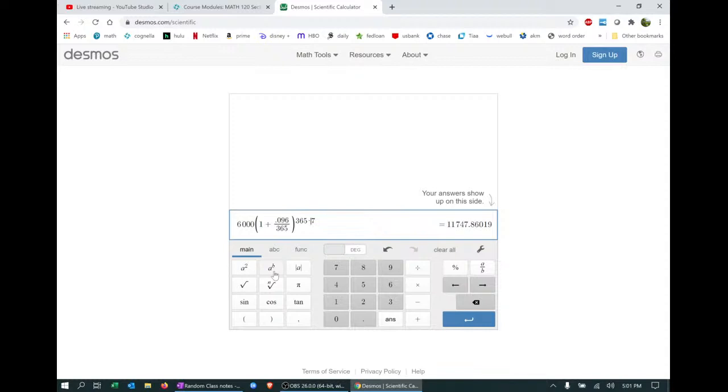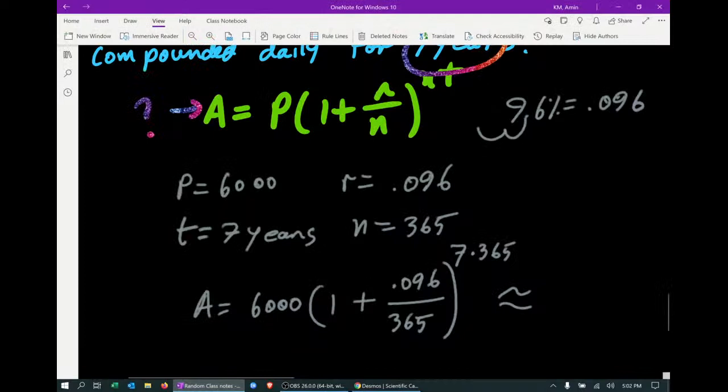So the answer is $11,747.86. Yep, Angela got that number. You could use any calculator. If you use the Google calculator, the big mistake you'll make is not recognizing where the division goes and where 365 and 7 go. All right. Any question about the calculator?